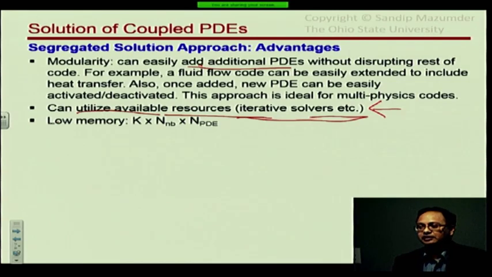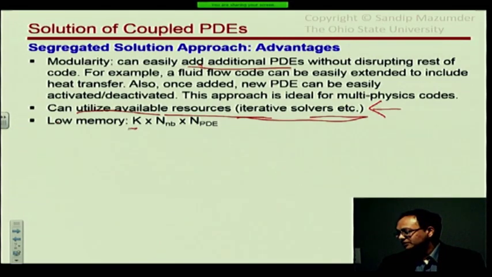And then the other thing is low memory. What you're doing is your total number of unknowns is the number of nodes or unknowns times the number of neighbors. That is the total number of non-zeros in your coefficient matrix, and then the number of PDEs.